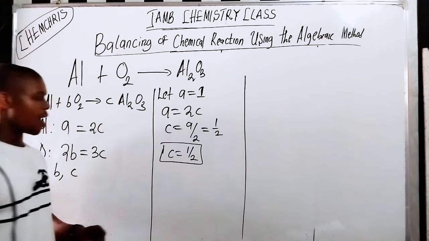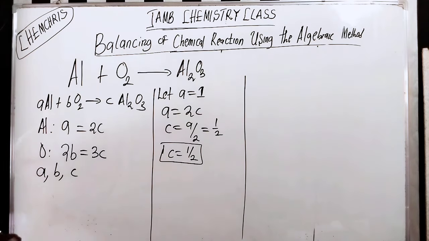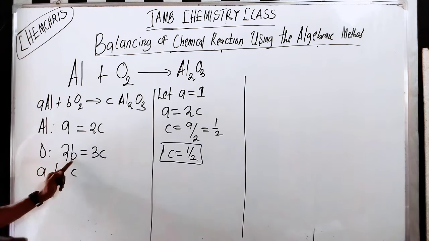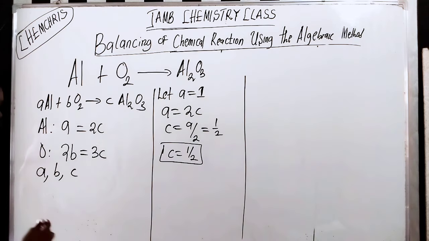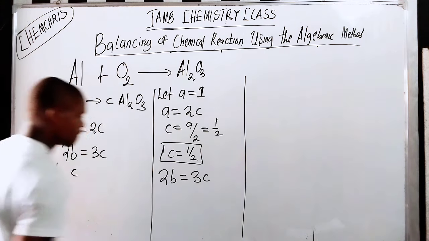So my A is equal to 1. My C is equal to 1 over 2. The next is B. How do I solve for B? Remember, to solve for B, I want to use 2B equals 3C, right? So it's going to be 2B equals 3 times C.